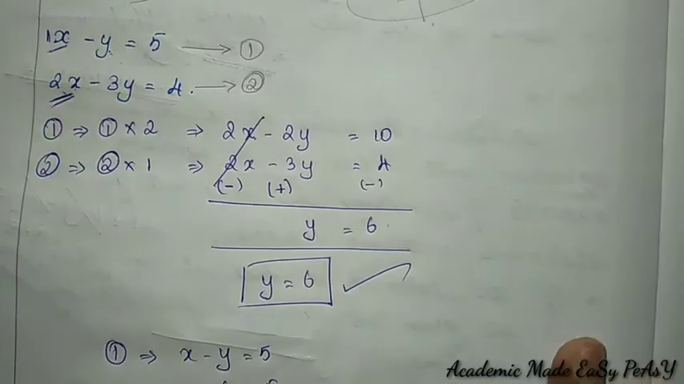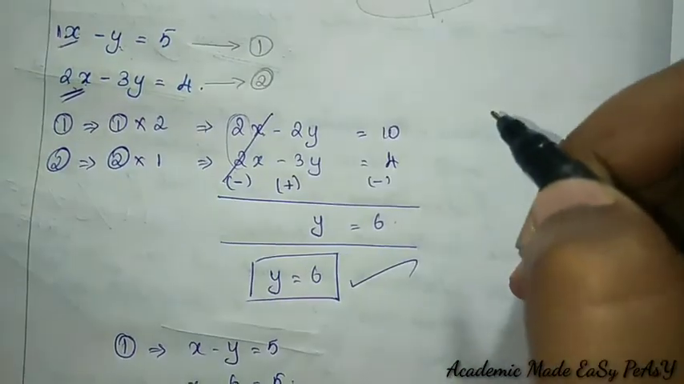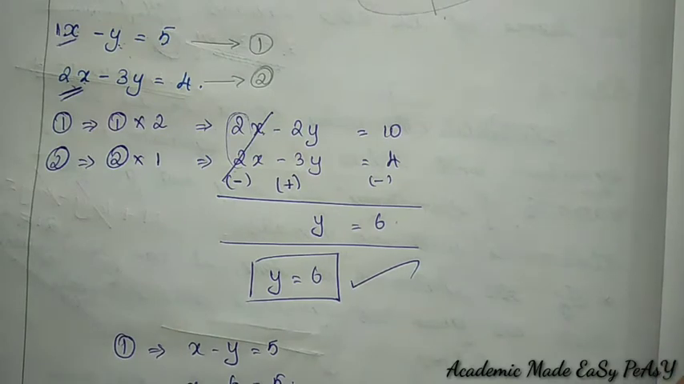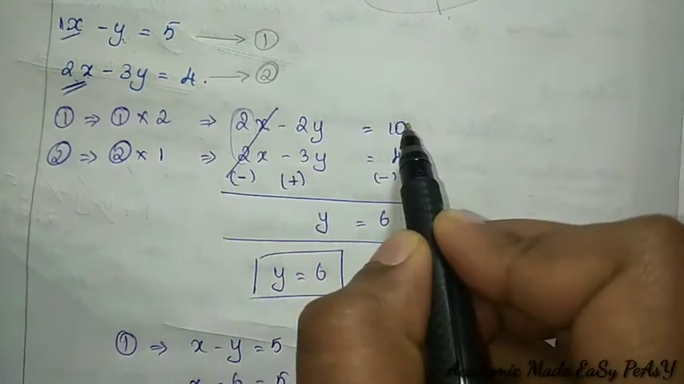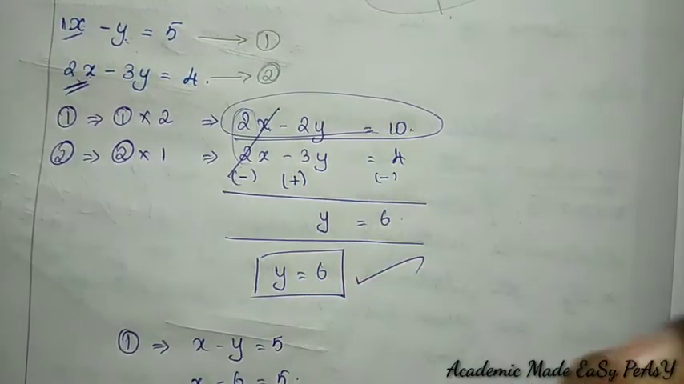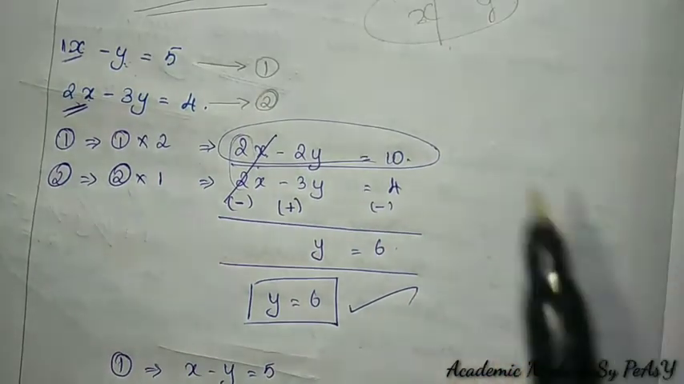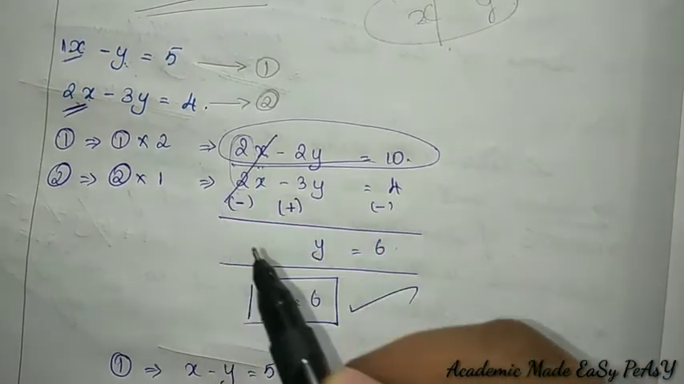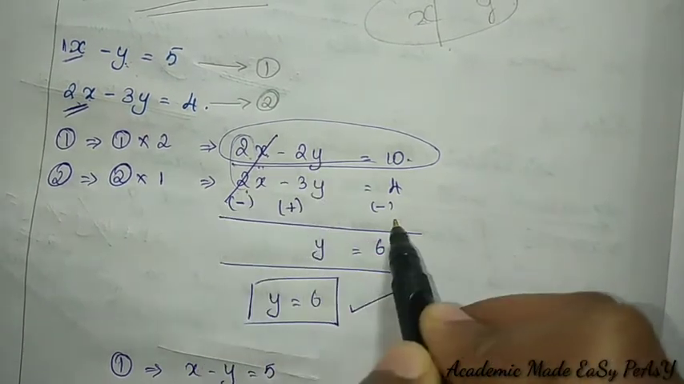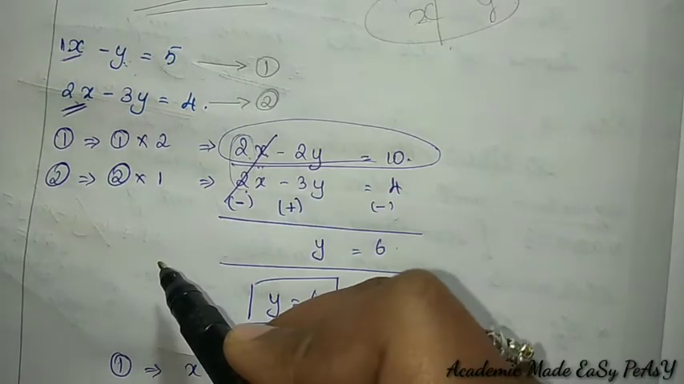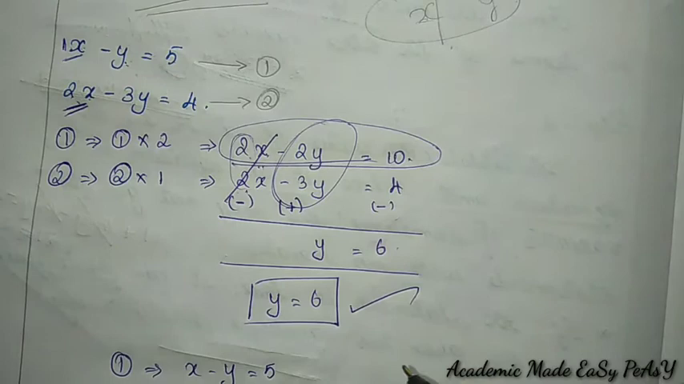So first we make the coefficient of any one of the variables numerically equal. We should not take 0, because multiplying throughout by 0 gives 0 only, which becomes an error. It is always good to take a non-zero constant. Here the coefficients of x, 2 and 2, are equal, so I changed the sign and eliminated the variable x and kept only y. Through y I found my x value also.